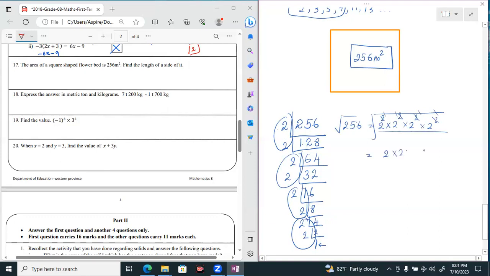2 into 2 into 2 into 2. 2 times 2 is 4, 4 times 2 is 8, 8 times 2 is 16. That means the square root of 256 equals 16. Then the length of a side of this square-shaped flower bed is 16 meters.